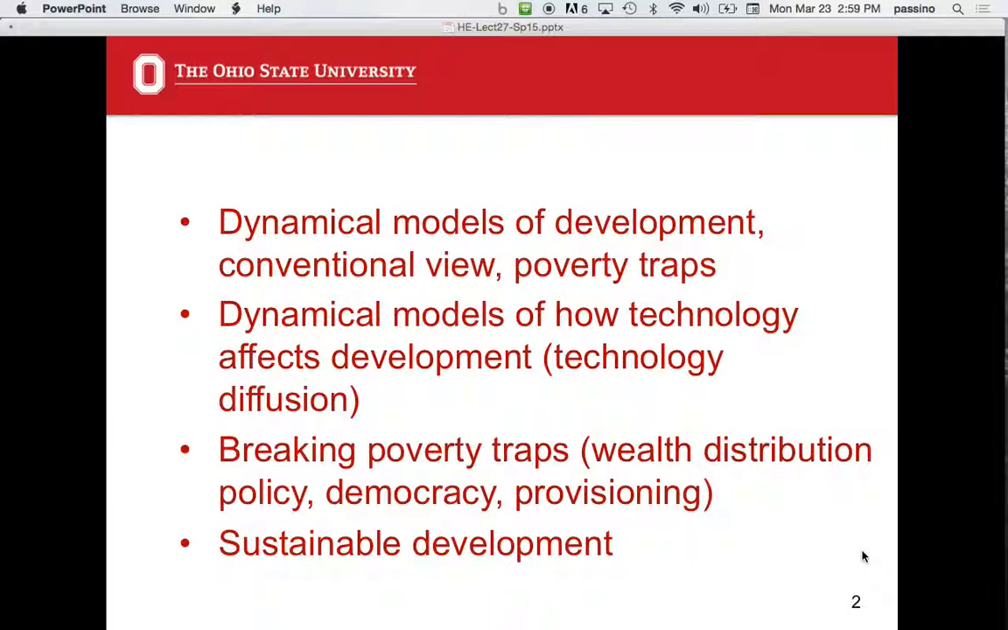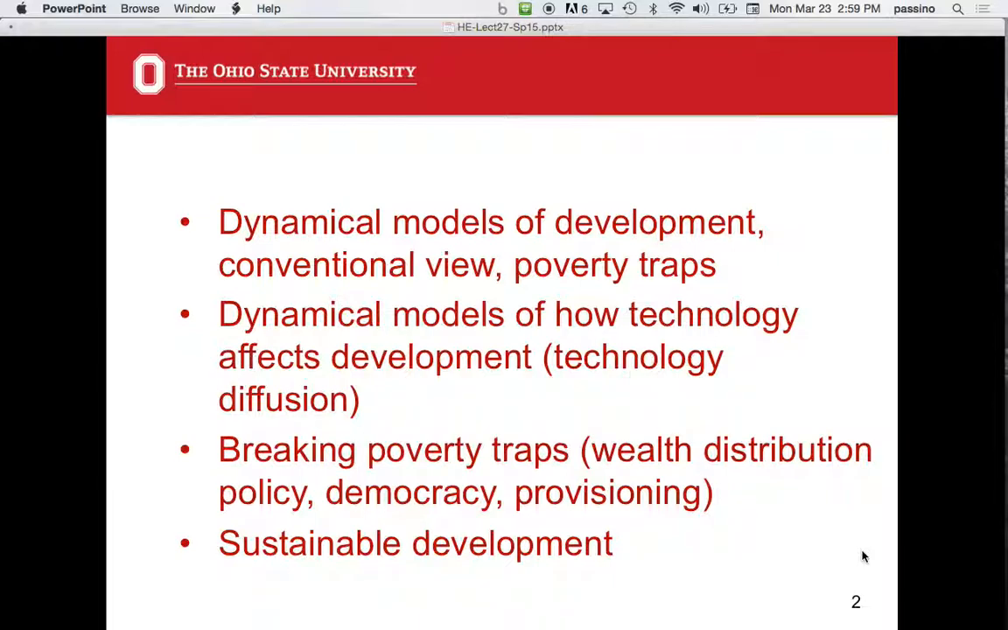Then we're going to move to a model of how technology affects development. In that case, you imagine something like the spread of a technology across the country, such as a phone, let's say. Some people buy it, more people buy it, and how does that affect development at the same time? That is, do technologies assist in making money? And I think you intuitively know that they do. They're tools. Technologies are just tools.